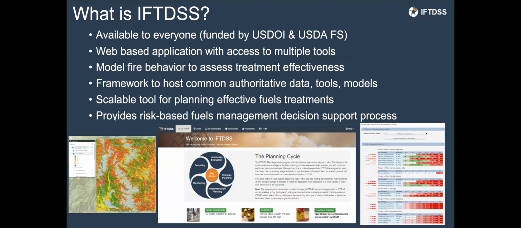So what is IFTDSS? For those of you who aren't familiar, IFTDSS is a web-based application designed to address the planning needs of users, regardless of affiliation. IFTDSS is open to everyone. It provides the ability to model fire behavior across the landscape under a variety of weather conditions and produces summaries of the results with maps, graphs, and tables. Users can test a variety of fuel treatment impacts on fire behavior and compare results to determine which treatments best meet project goals and objectives.